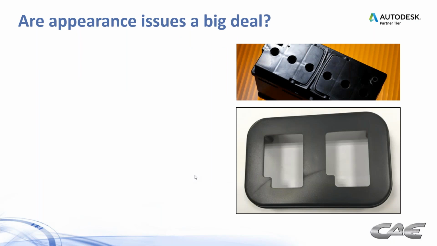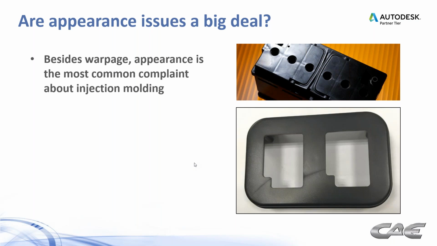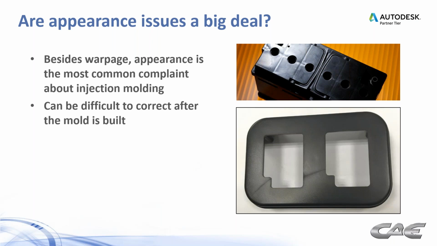So here's the big question, right? Are appearance issues a big deal? Well, you betcha, right? How much time and effort has been spent over the years trying to correct these types of problems? And I'd say besides warpage, appearance issues are the most common complaint about injection molding. And this is one of those things that can be difficult to correct after the mold is built.